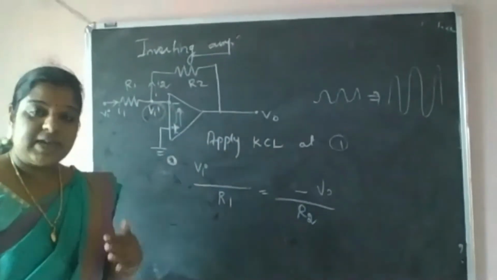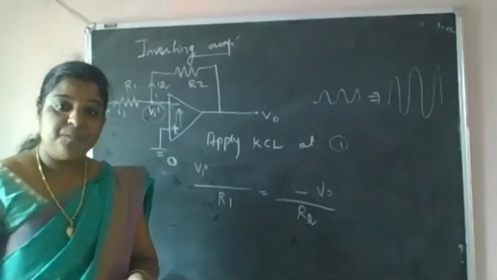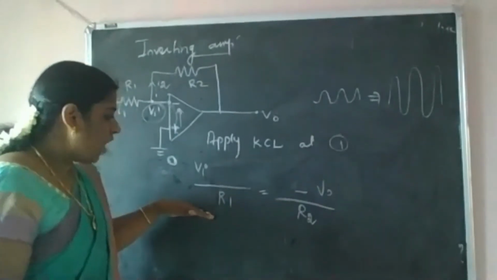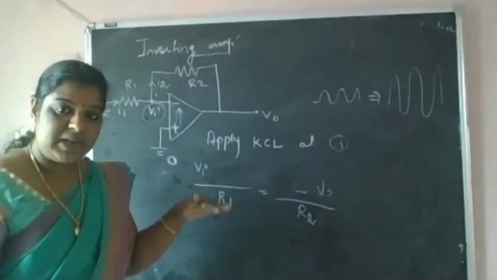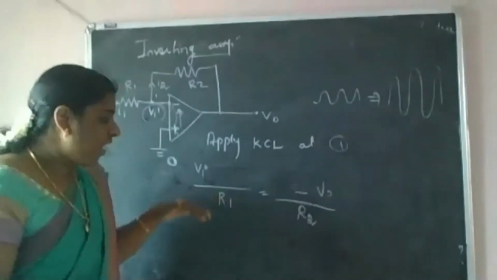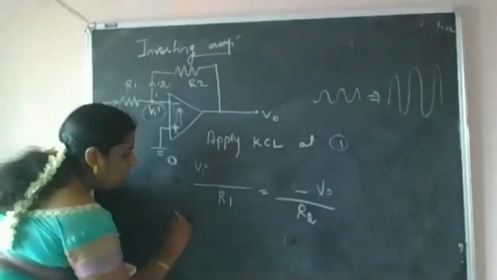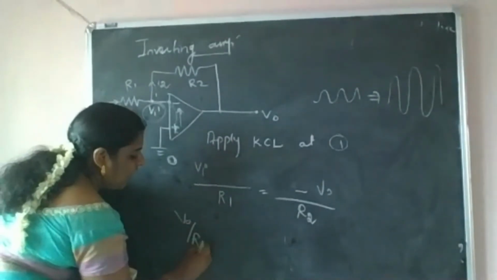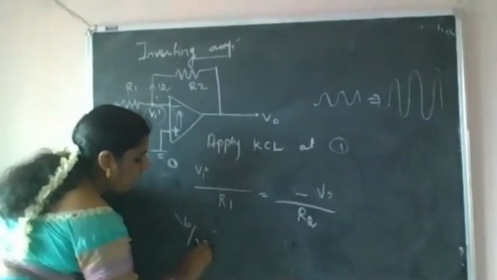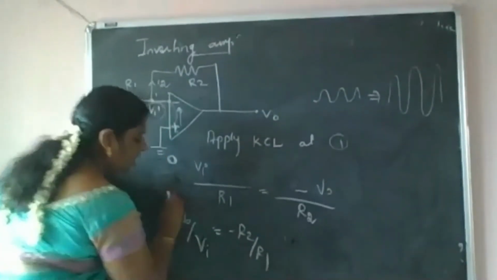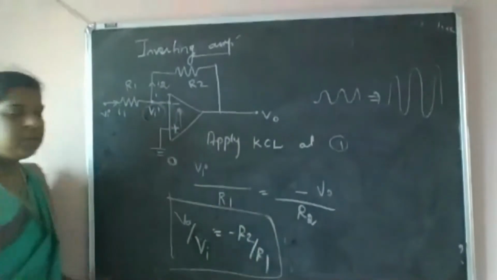The transfer function is defined as the ratio of output to input. So first we have to find the relation between input and output. By cross multiplying, V0 divided by Vi is equal to minus R2 divided by R1. So this is the relation between input and output.